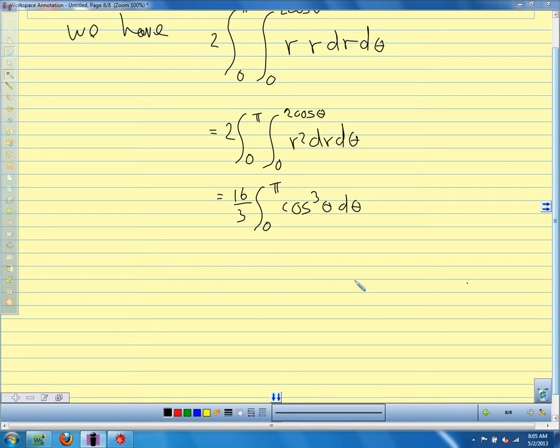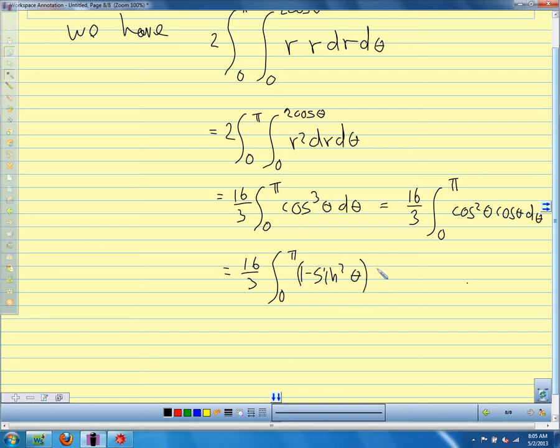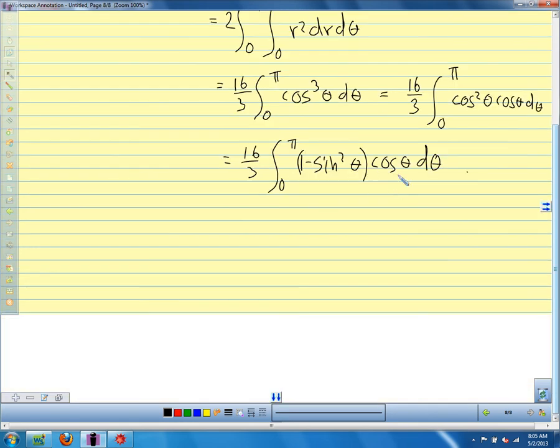We're going to split it up. So this is going to be equal to 16 thirds. This is one integration technique that we have a hard time remembering. I'm going to write this as cosine squared theta times cosine theta d theta. Right, so we get 16 thirds, the integral from 0 to pi, 1 minus sine squared theta, cosine theta d theta. And now we just have two easy integrals to evaluate.